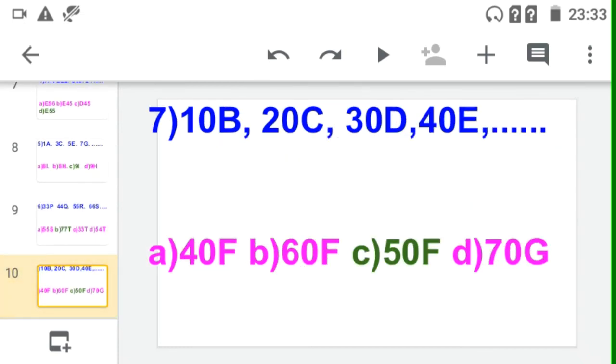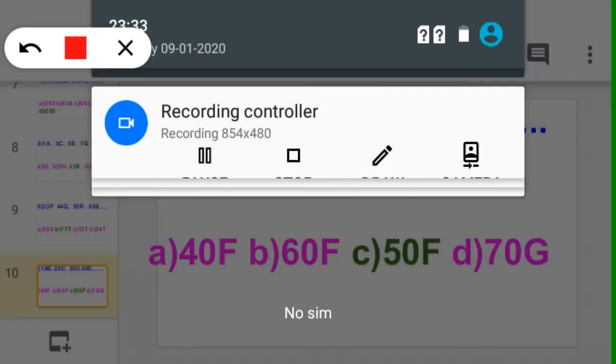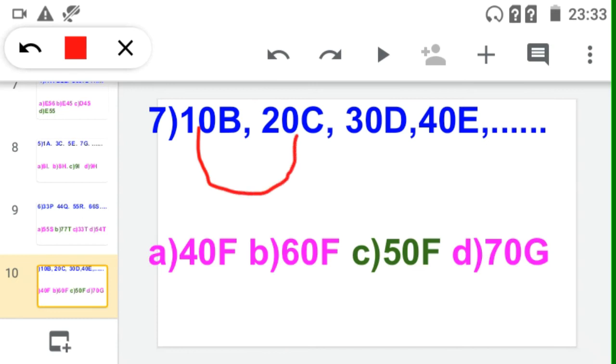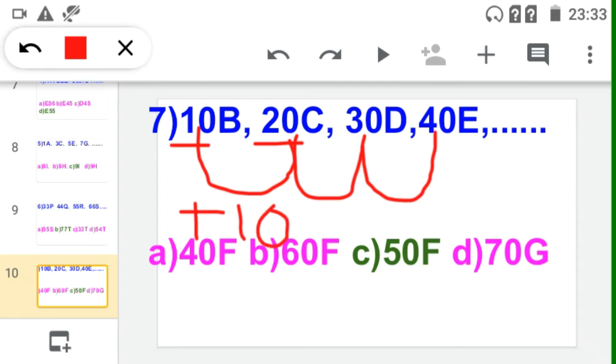Now see the seventh question. In that seventh question, dear student, first we will see the number and then we will see the alphabet. Now see here, 10, and then there is a 20 in the second term. 30 is in the third term, and 40 is in the fourth term. Then we have to find out the fifth term. So dear student, see here is a 10 in the first term and 20 in the second term. If you add 10 to 10, you will get 20. Then if you add 10 to 20, you will get 30. Correct. Then if you add 10 to 30, you will get 40.